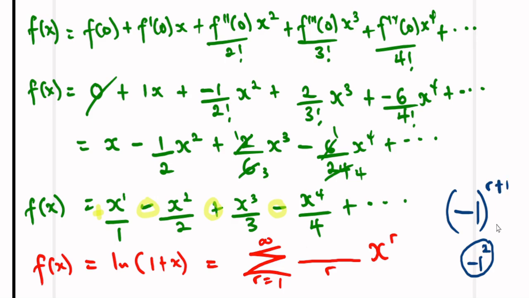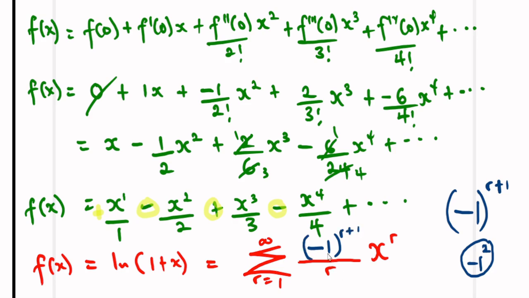So when r is equal to 1, it will be 1 plus 1, which is 2. So minus 1 raised to the power 2 gives us a positive sign here. Now when r is 2, we could say 2 plus 1, which is 3. Minus 1 raised to the power 3 gives us minus, which is actually going to solve this problem. So for this case, it's going to be minus 1 to the power r plus 1.